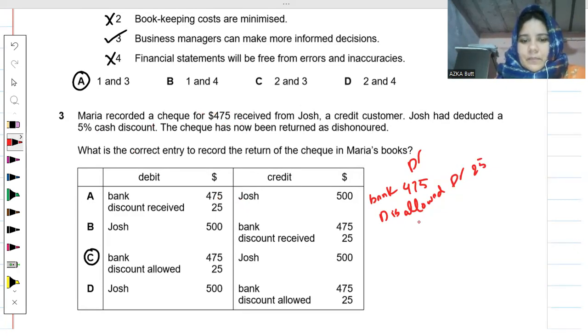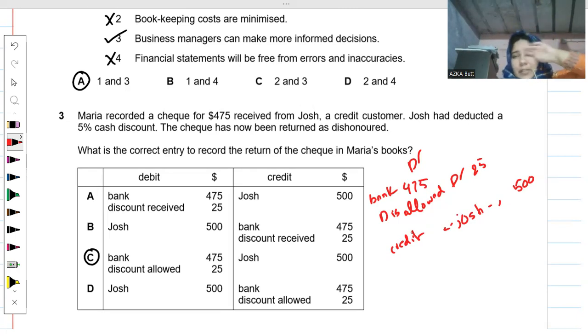And Josh would be credited by 500. Josh is our credit customer. So if a credit customer is paying you and you are allowing some discount to him, it means that your credit customer is decreasing. So that is why it would be credited. But now the check is basically dishonored. So we have to rectify this thing.